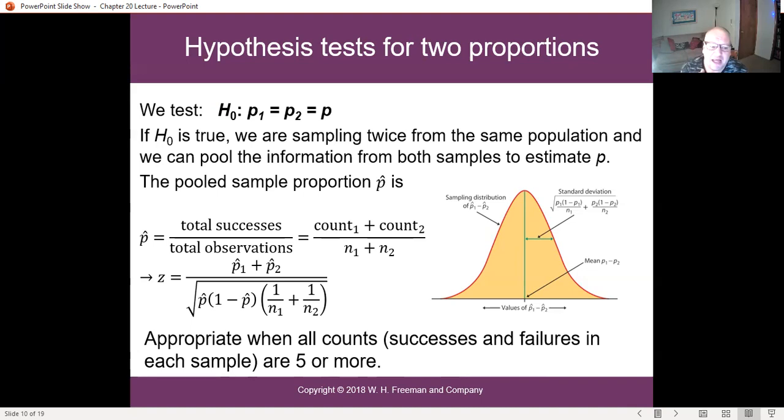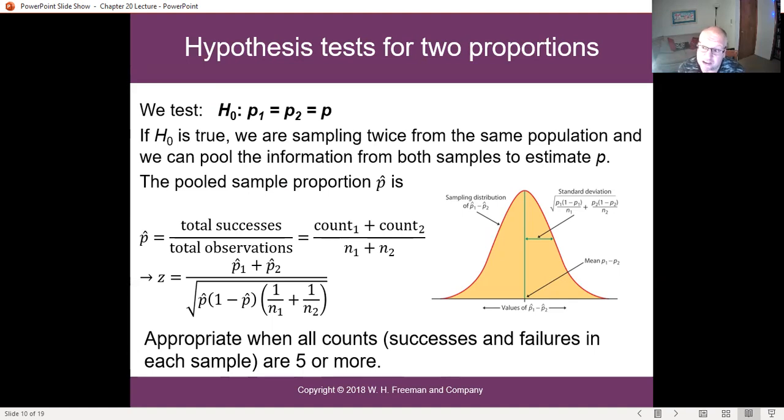Right. So if H0 is true, then we are sampling twice from the same population, and we can pool the information from both samples to estimate p. So remember before when we were talking about two sample means, we were doing two sample tests for means. Now, in that case, they told you do not ever pool. Remember that? Pooling is definitely discouraged. Do not do any pooling.